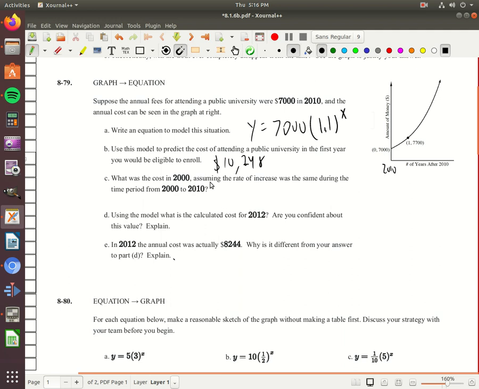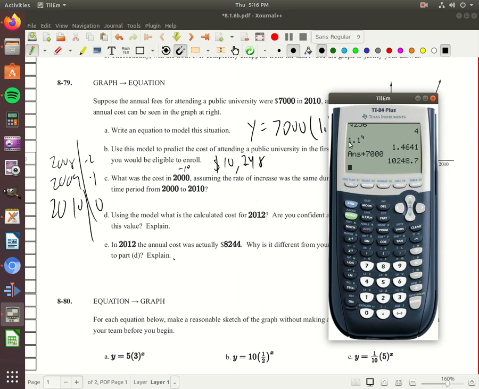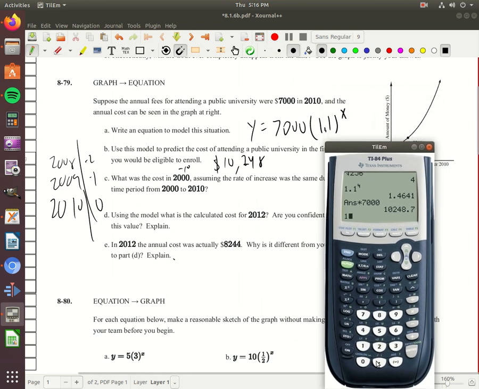So what was the cost in 2000, assuming the rate of increase was the same during the time period from 2000 to 2010? Well, now year 2000 is going to be -10. If 2010 is year 0, well, 2009 is -1, 2008 is -2, etc. So we're going to plug in -10. I'm going to go with 1.1 to the -10th power. Again, with these calculators, that's a negative, that's minus. For some reason, they see those as different. So -10, apparently that didn't register.